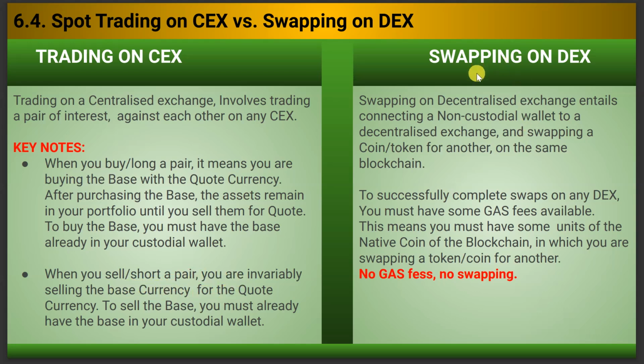So swapping on decentralized exchanges is not the same as trading on centralized exchanges. When you're swapping on decentralized exchanges, you have to trade with a non-custodial wallet. So you access decentralized exchanges via a non-custodial wallet. You can connect it by visiting the website of the decentralized exchange on a separate browser, or inside the non-custodial wallet like MetaMask, Trust Wallet, Tonkeeper, Solflare, Phantom, and all that.